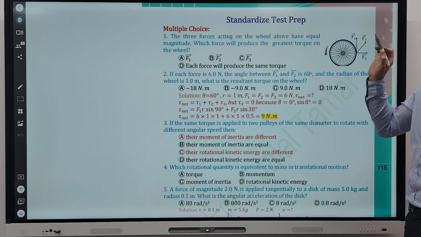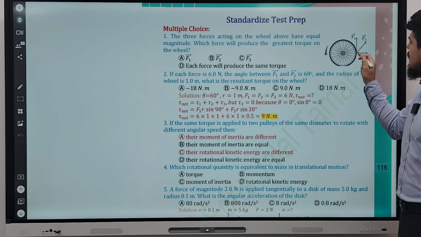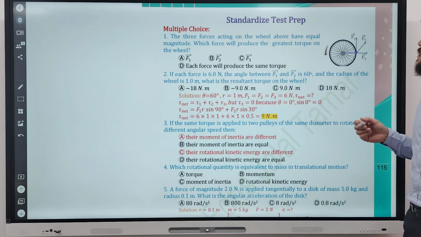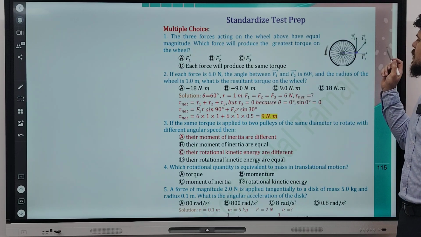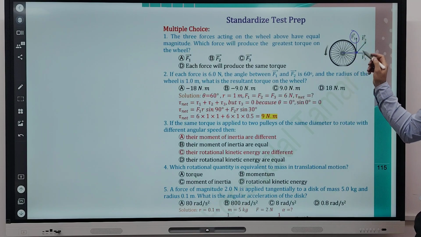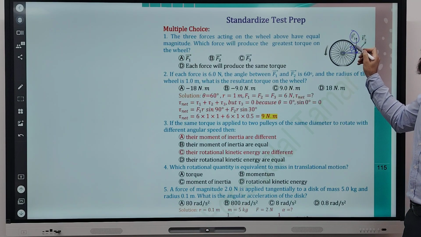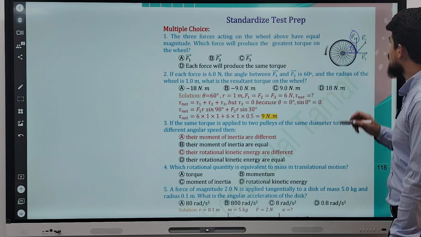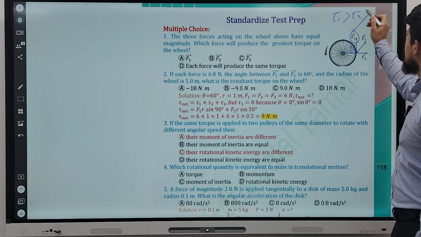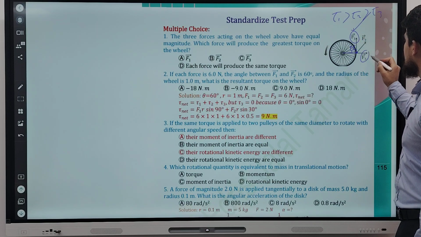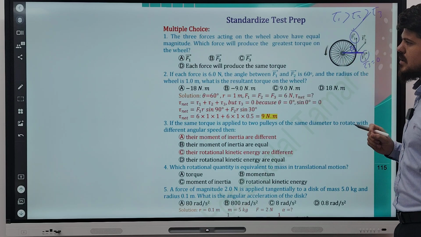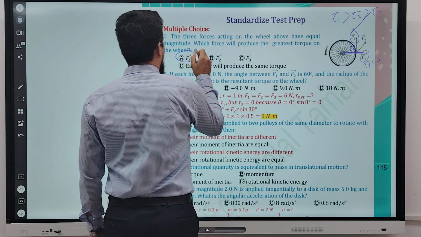How many forces do we have? We have 3 forces here. All forces acting on the same point. The same point, the same distance from axis of rotation, but with different angle. Okay? Which force produces the greatest torque? Absolutely F1. Why? Because F1 is perpendicular to the distance from the axis of rotation. So that is why torque number 1 is bigger than torque 2, bigger than torque 3. Actually, F3 has no torque. Torque number 3 is equal to 0. Why? Because it is parallel to the axis of rotation. So the correct answer is F1.